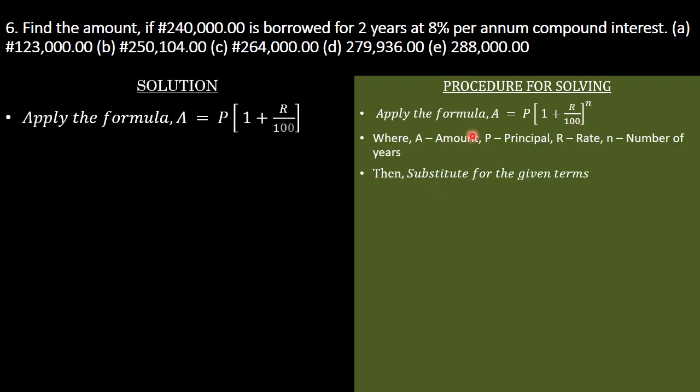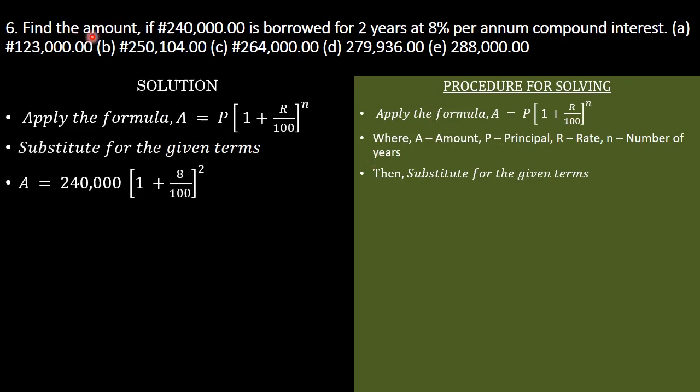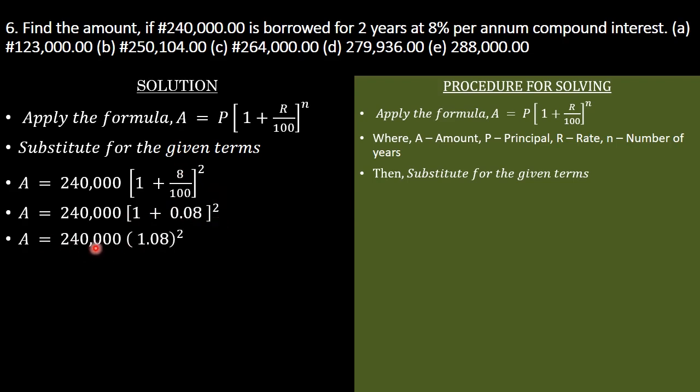Let's apply this formula. Let's substitute. We have to find the amount in the question. Principal is 240,000 naira into bracket 1 plus our rate. We have 8%, that is 8 over 100. Number of years, we have 2 years. Then A is equal to 240,000 into bracket 1 plus 8 over 100. We have 0.08 raised to power 2. A is equal to 240,000 multiplied by 1.08 squared. A is equal to 240,000 multiplied by 1.1664.